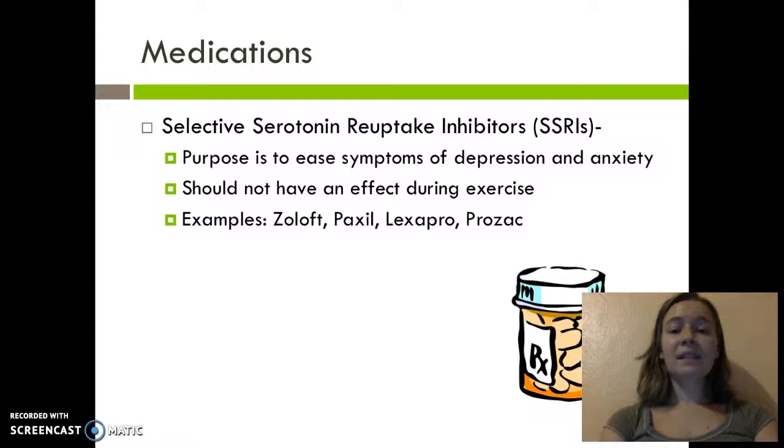The purpose is to ease symptoms of depression and anxiety. There usually aren't any complications during exercise as a result of consuming SSRIs. And some examples include Zoloft, Paxil, Lexapro, and Prozac.